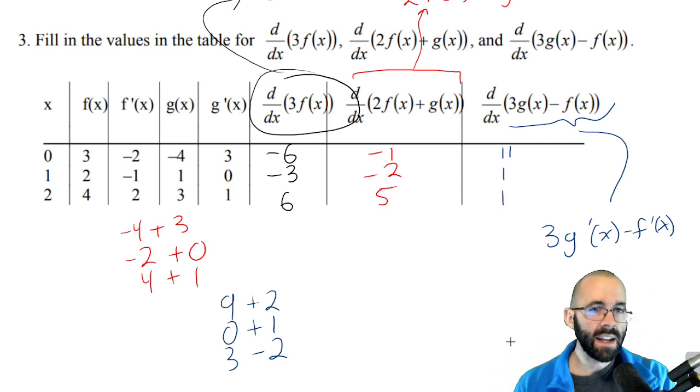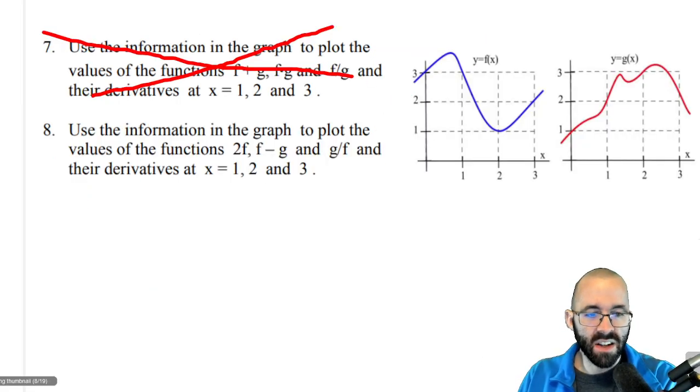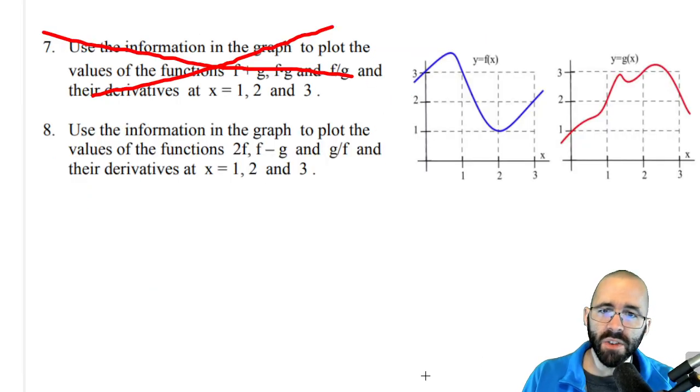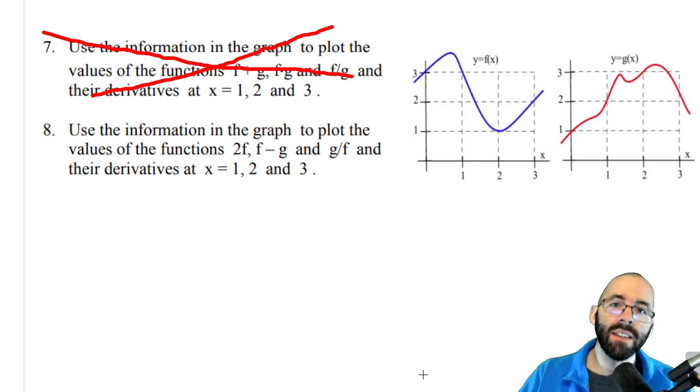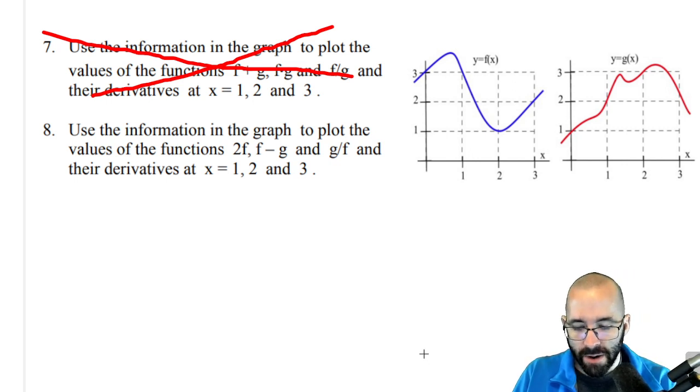This is just really getting you to use the sum rule, the constant multiple rule, with some calculus notation is the point of this one. That's what number 3 is going to look like. We're not going to do number 7 yet. We'll do that at the end of this entire long section of 2.5. But we're going to do number 8 right now.